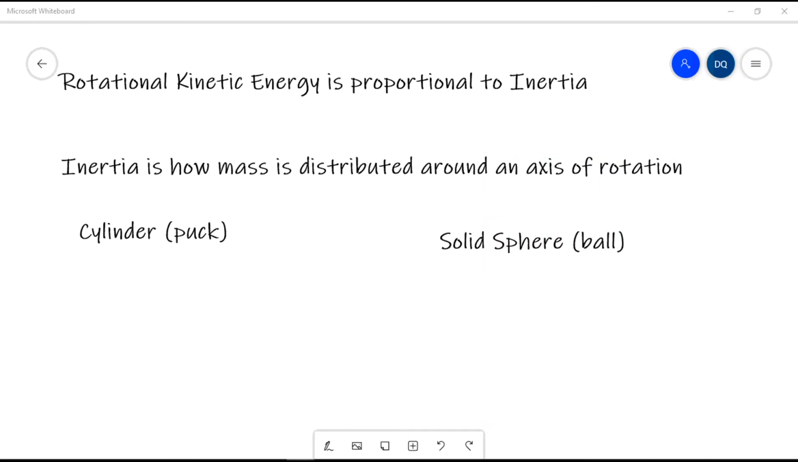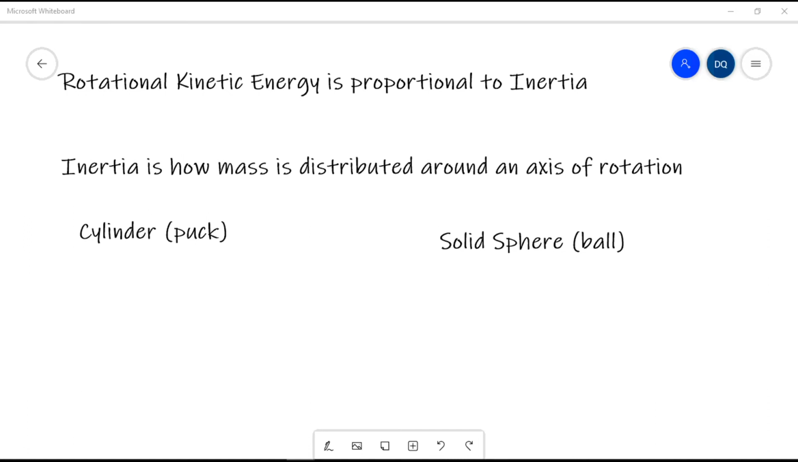Rotational kinetic energy is proportional to inertia. And inertia is how a mass is distributed around an axis of rotation. Now, once you learn integral calculus, you'll be able to understand a more precise definition and be able to calculate it, but this will suffice for now.